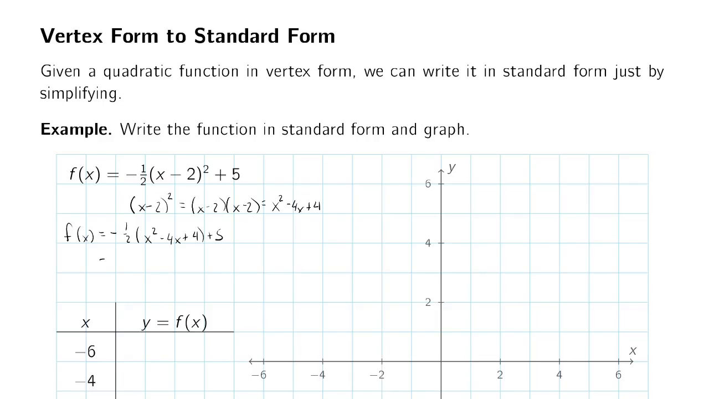Distributing the -1/2, I'll have -1/2 x squared plus 2x minus 2 plus 5. So my f of x is -1/2 x squared plus 2x plus 3. So let's see then what the graph of this thing looks like. And I'm just going to plot some points.